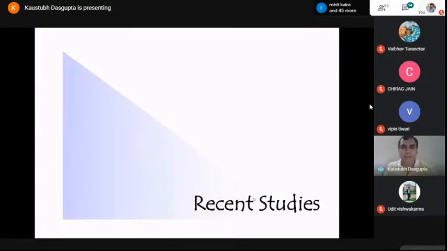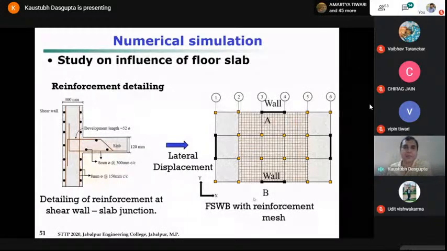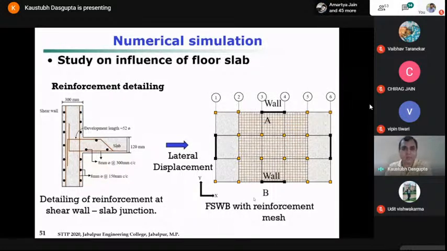Fine. So with those things in modeling, let us have a look at the recent studies we have carried out. This is from the work of Dr. Snehal Kaushik, what we attempted. So basically the behavior of floor slab and its influence in connection with the wall, right? So this was the building she studied.